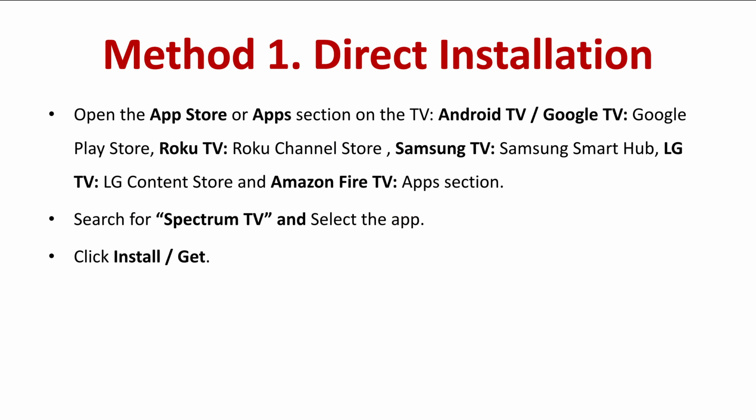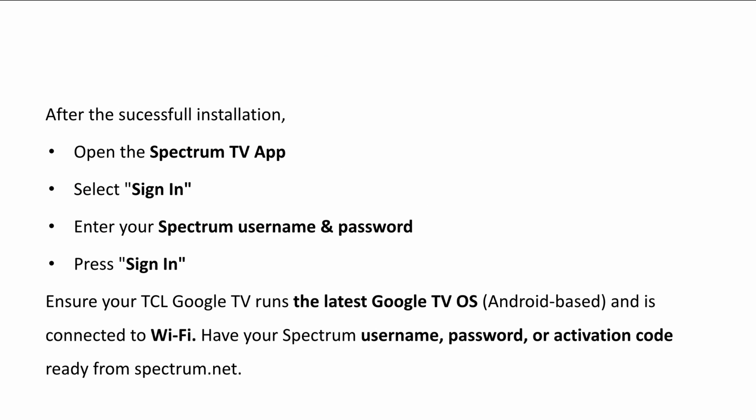So method 1 is direct installation. Open the app store or app selection on the TV: Android TV, Google TV, Google Play Store or Roku TV, Roku Channel Store, in Samsung TV, Samsung Smart Hub, in LG TV, LG Content Store and Amazon Fire TV app section. Search for Spectrum TV and select the app. Then click install. After the successful installation, open the Spectrum TV app, then select sign in. Enter your Spectrum username and password, then press sign in.